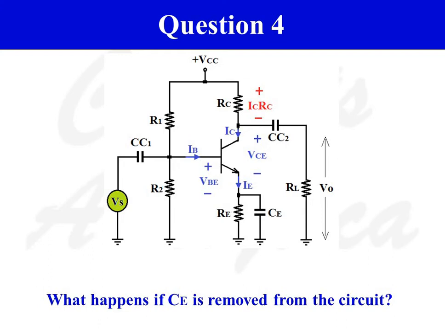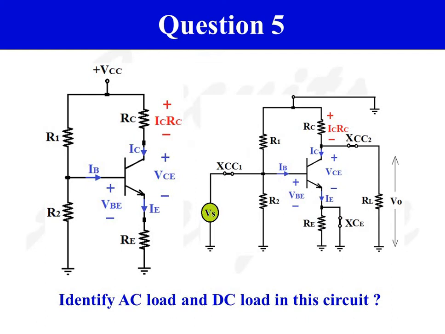What happens if CE is removed from the circuit? If CE is removed from the circuit, that causes an AC voltage drop across resistance RE, which acts as a negative feedback for the amplifier, which reduces the gain of the amplifier. Identify AC load and DC load in the circuit. AC load is equal to RC parallel to RL and DC load is equal to RC.